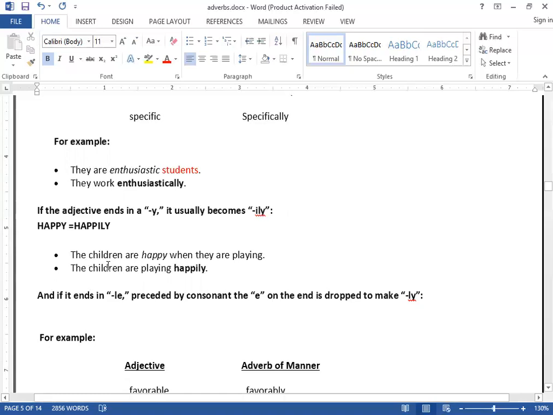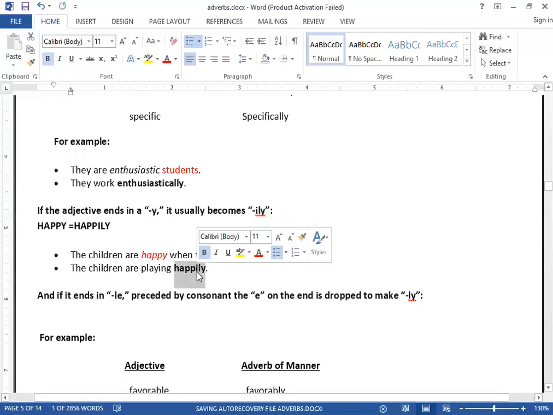Clear? Like for example, the children are happy when they are playing. What is happy? Who are happy? The children are happy. This is what? It's an adjective. The children are playing happily. Playing. How are they playing? Happily they're playing. So adverb of manner, happily.